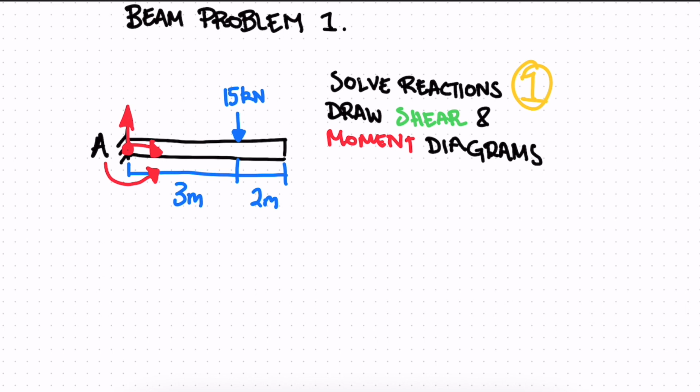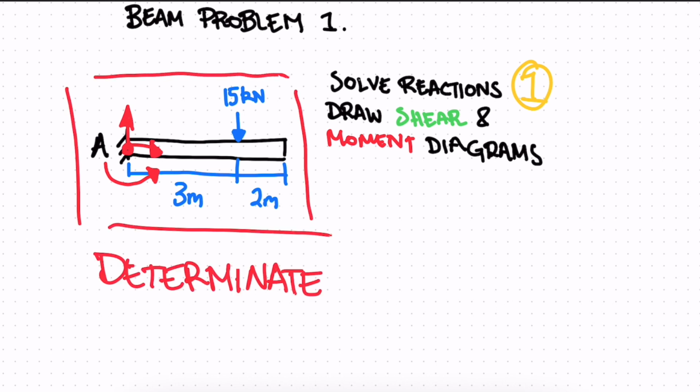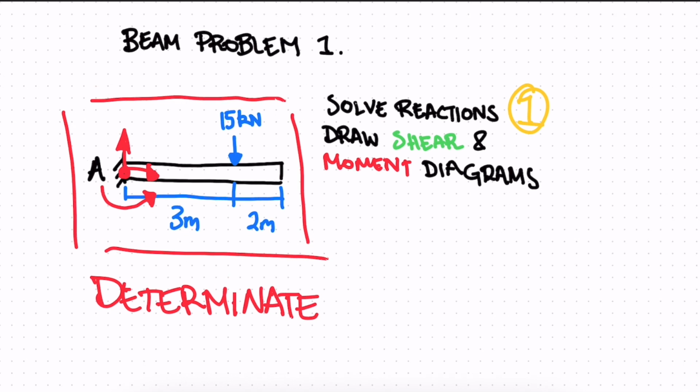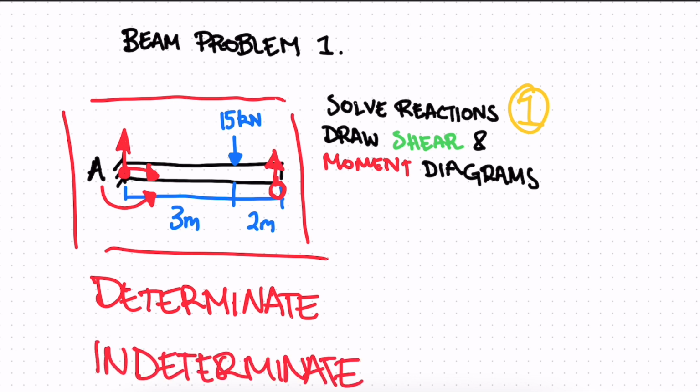If you remember from a previous video, this is a determinate beam. It has three reactions and one member. If we had one more, say we had a roller support here, we'd have one more reaction, and then this beam becomes indeterminate. Because we have a determinate beam, we can use our equilibrium equations to solve this problem.